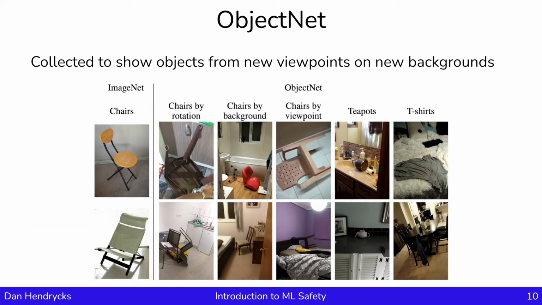Another stress test dataset that is adversarial by nature is ObjectNet. Its examples are collected to show objects from new viewpoints on new backgrounds. For example, here's a chair rotated at an unusual angle. In a sense, there's an adversarial photographer, who is trying to take images of objects in unusual situations and make the familiar unfamiliar. Consequently, ObjectNet is another type of adversarial dataset.